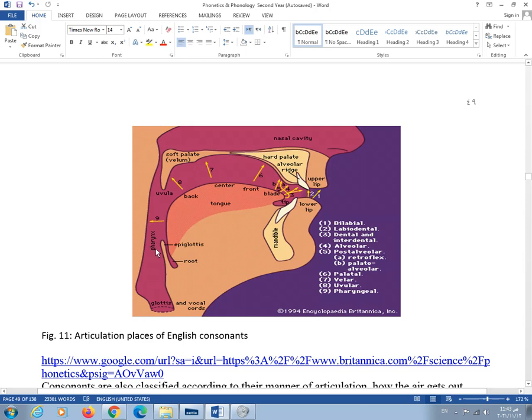And look at the tongue. As you see, the tongue is divided into sections: tip, blade, front, center, back, and root. And look at the roof of the mouth, which is divisible into 3 main parts: the alveolar ridge, the hard palate, and the soft palate. Okay, and here we have the glottis and the larynx, where the vocal folds or cords are, vibrating in order to make voiced sounds, and non-vibrating in order to make voiceless sounds.